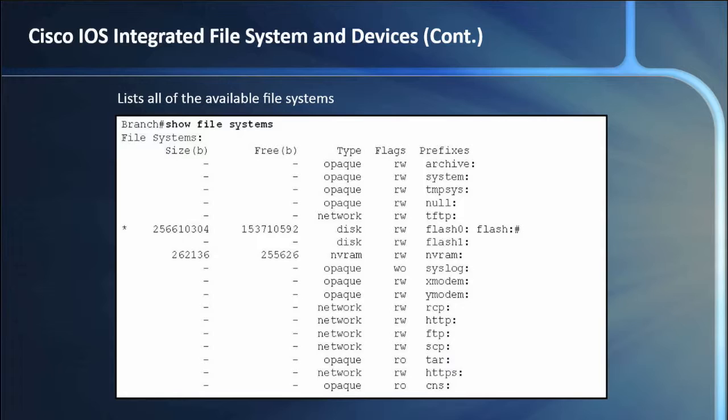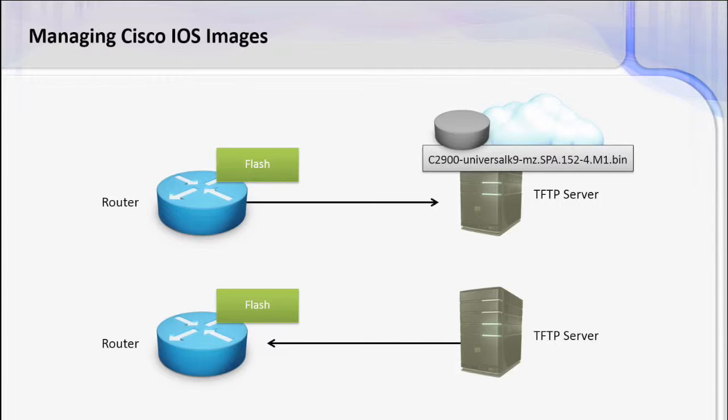If you do a show file systems, this displays all the file systems that the router is capable of addressing, and it shows their media. So for example, if you look at HTTP, this version can do read-write. Other things might be read-only. A lot of Cisco devices can read from an HTTP device, but they can't write to it.